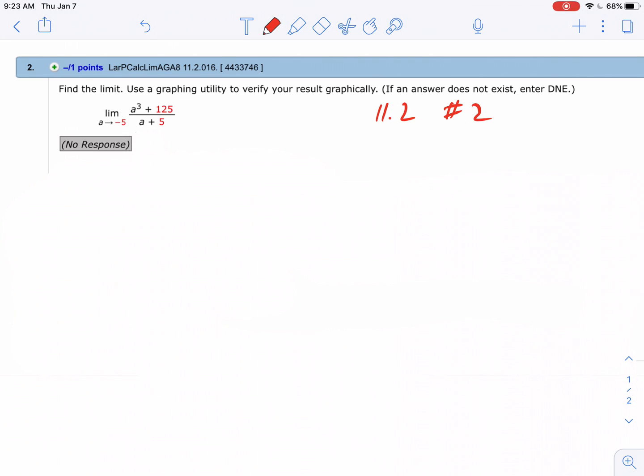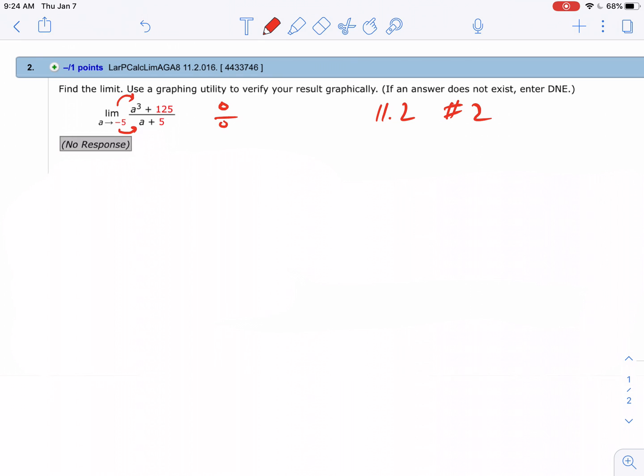11.2 number 2 again would indicate we probably need to do some algebra. So -5 goes in, I get 0 on the bottom. -5 goes in, I get -125 plus 125, I get 0 on top. 0 over 0 does not mean we answer D and E. What that's telling us is that at that specific point, there is no answer. There's no output. However, there may be a limit, so we need to be careful.